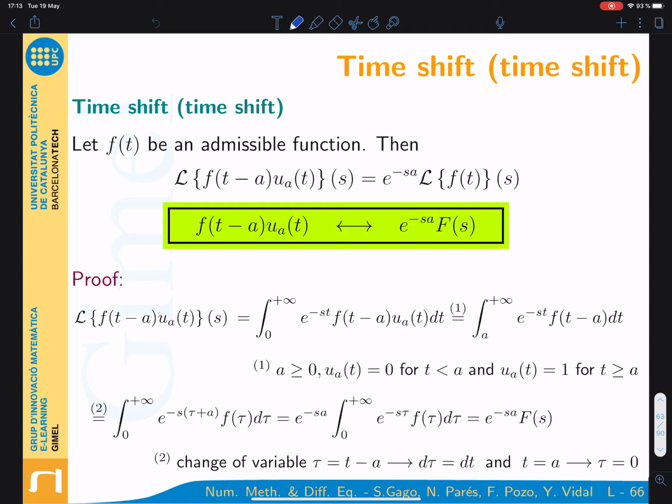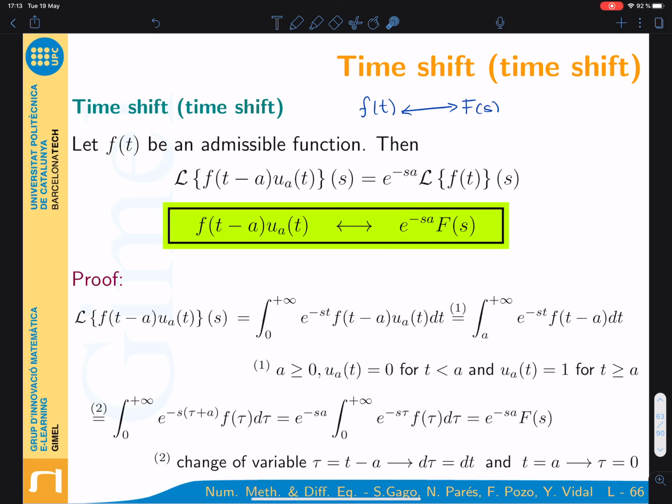Let's assume that we have a function f(t) that is admissible. That means that it has a Laplace transform that we will call capital F(s). Then this property says that if we apply a translation in time and we multiply by u_a, I will explain the meaning of this in a few seconds, then what happens in the frequency domain is that the Laplace transform gets multiplied by the exponential of minus s a.